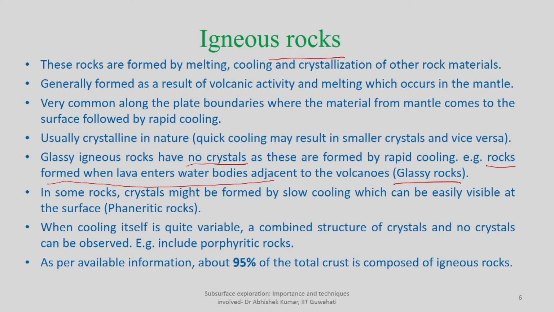In some rocks, crystals might be formed by a slow cooling process, which can be easily visible on the surface. Particularly when the cooling is happening by means of air, the crystals will be coarser in nature. An example is phaneritic rocks.